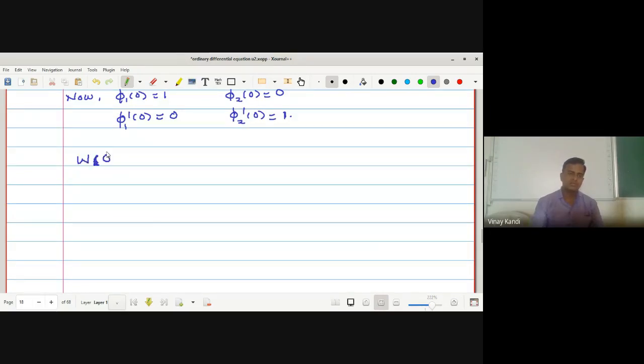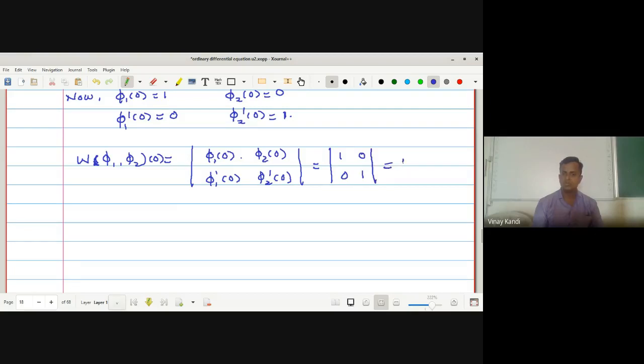Now the Wronskian of phi 1 and phi 2 at the point 0. If it is not equal to 0 at even one point, then we call them linearly independent. It is the determinant of phi 1 of 0, phi 2 of 0, phi 1 dash of 0 and phi 2 dash of 0, which is the determinant of 1 0 0 1, which is equal to 1, which is not equal to 0.